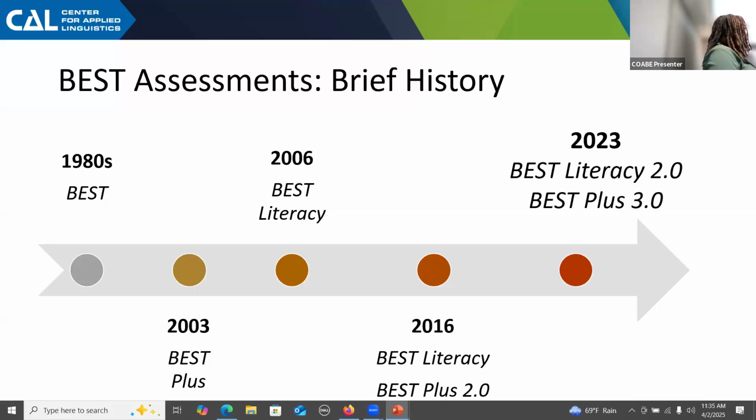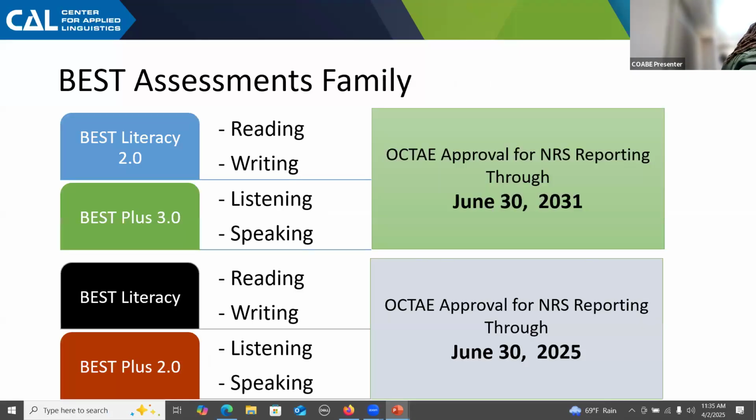Now let's take a look at the BEST family and their approval periods. The BEST Assessments family is comprised of BEST Literacy 2.0 and BEST Plus 3.0 and are approved through June 30th, 2031. BEST Literacy and BEST Plus 2.0 are approved through June 30th, 2025. Oh, here they are. The BEST Assessments family includes multiple tools designed to measure different aspects of English proficiency. This slide shows the approval period set for each exam by OCTAE.